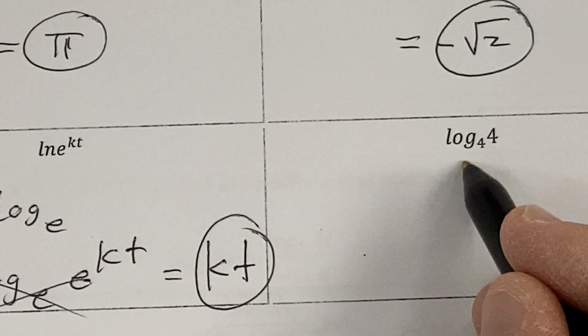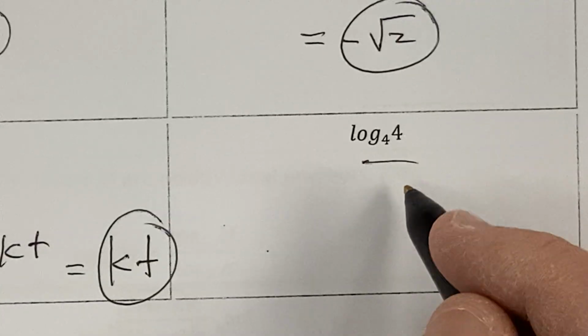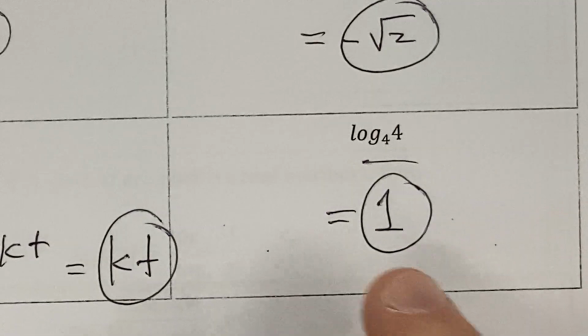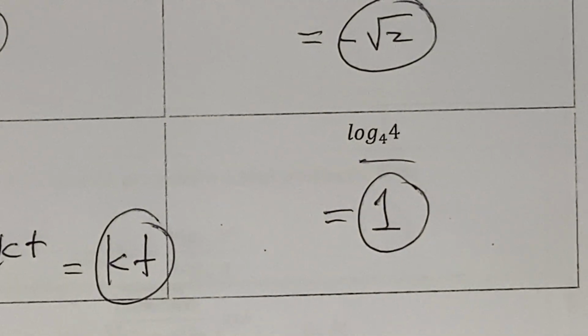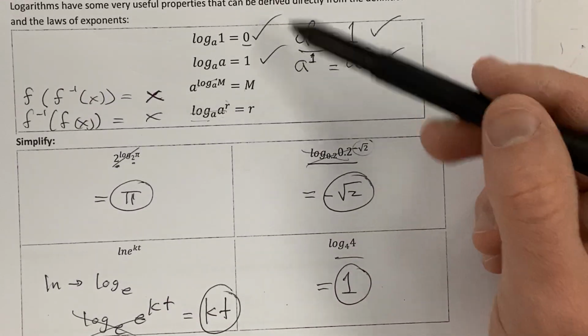And last one. This is probably one of the top 2, first one. So log base 4 of 4 is, this is the one that's just 1. Now if it was log base 4 of 1, it'd be 0, but log base 4 of 4 is just 1. All right, these are our baby properties.